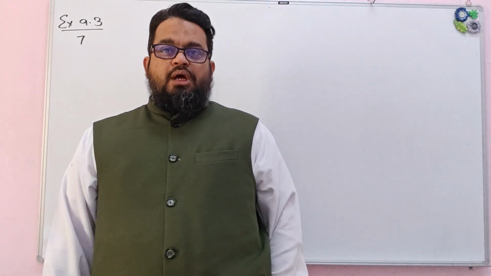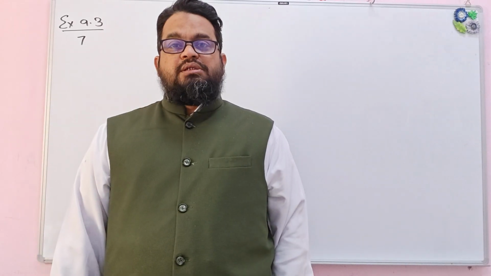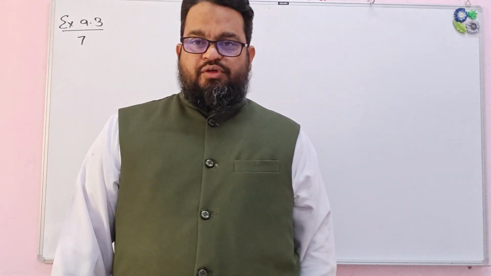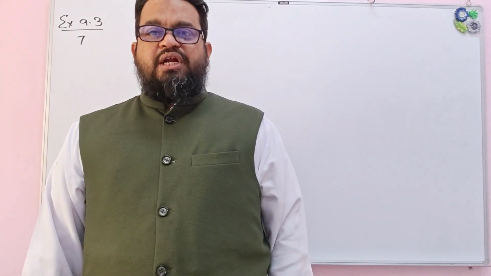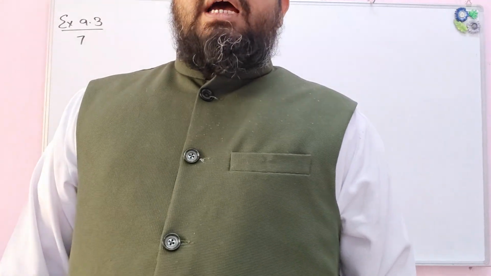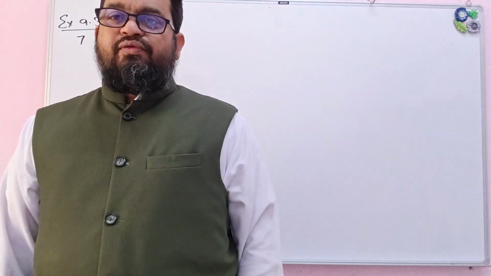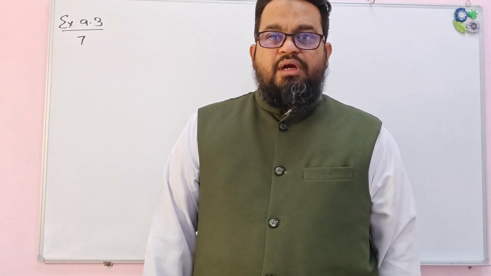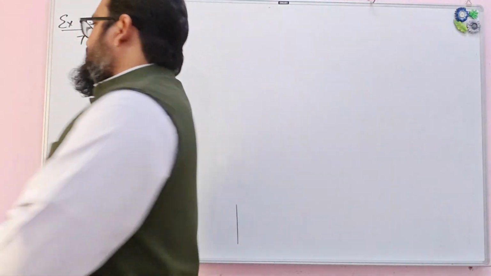In this video we are going to discuss a grade 9 circles exercise 9.3, question 7. So what is the statement given? If the diagonals of a cyclic quadrilateral are diameters of the circle.